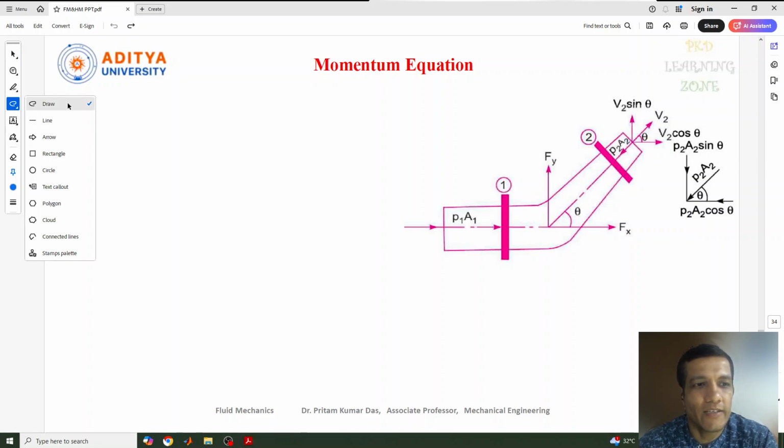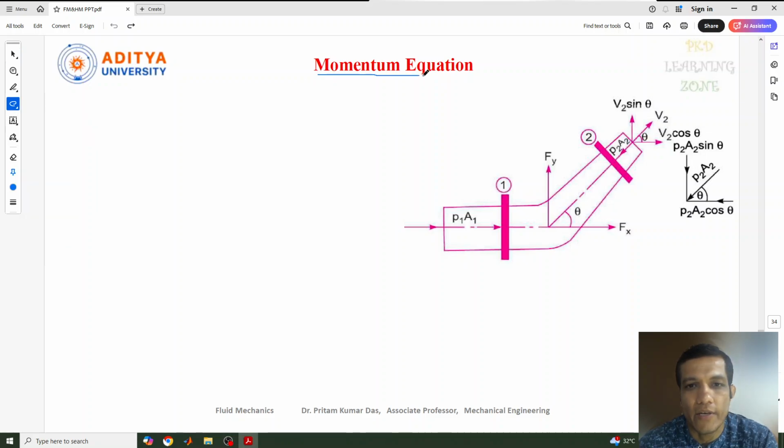In this lecture, we'll discuss the concept of the momentum equation. In this momentum equation, we'll derive the equation when the fluid is flowing through a pipe and when the pipe is in bending condition. So before going to derive this pipe bend condition, let's try to understand what this momentum equation is and how we can derive that equation from normal fluid.